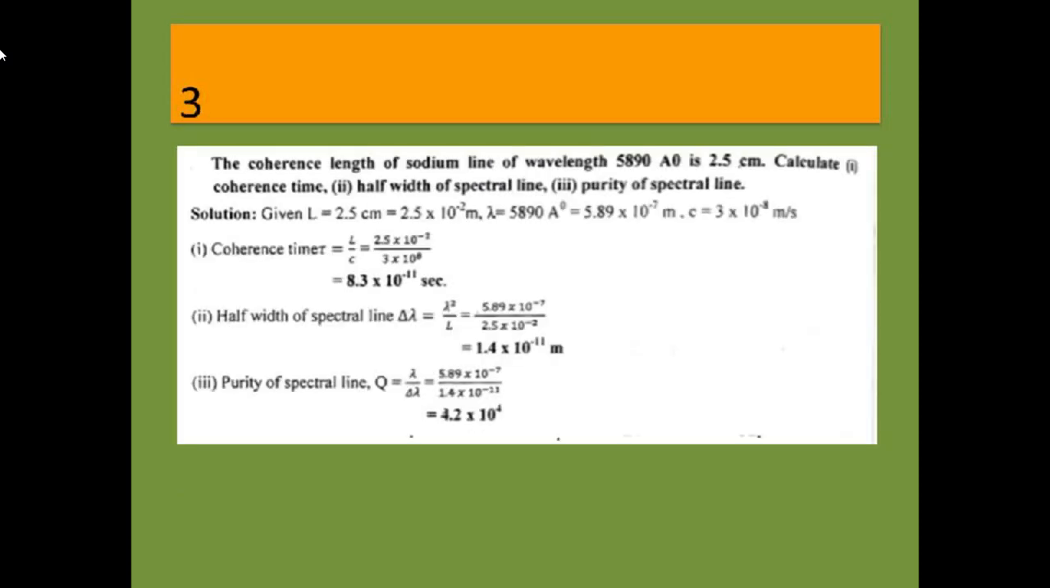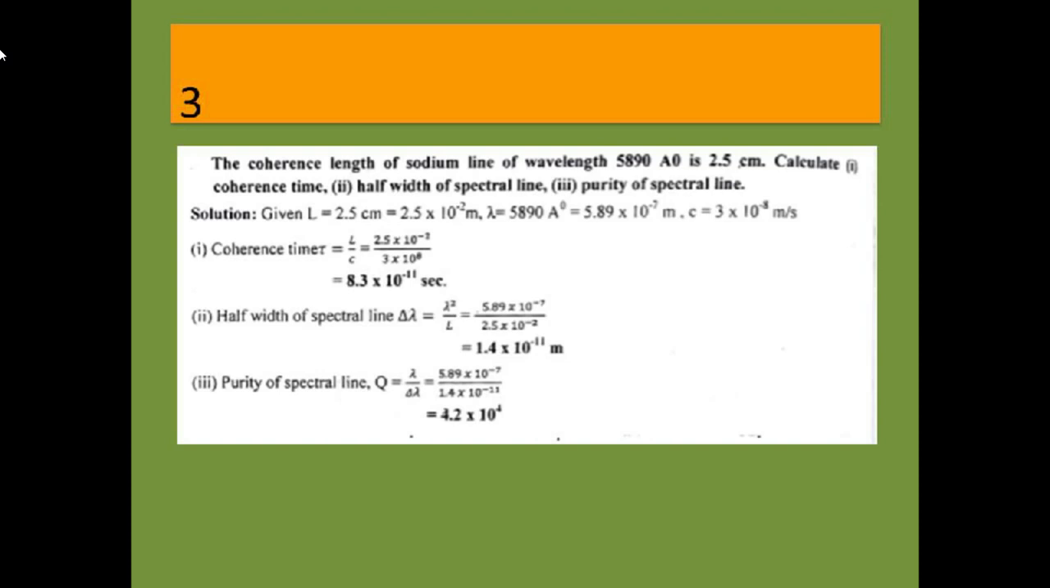Next numerical: the coherence length of a sodium line of wavelength 5890 angstrom is 2.5 centimeter. So what is given? Coherence length is 2.5 centimeter, and wavelength lambda is equal to 5.890 into 10 to the power minus 7 meters. Calculate the coherence time, half width of the spectral line, and purity of the spectral line. Given L is equal to 2.5 centimeter is equal to 2.5 into 10 to the power minus 2 meters.